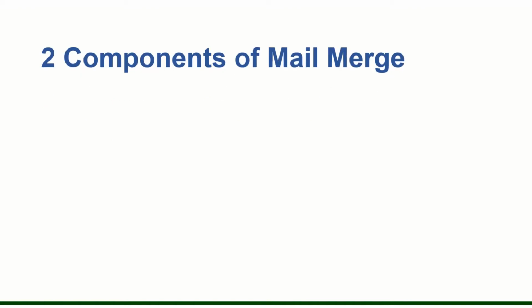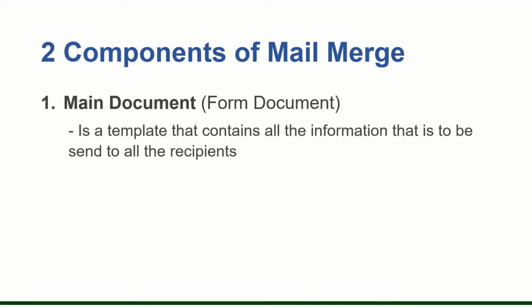There are two components of mail merge. First is the main document, also called the form document. The main document is a template that contains all the information that is to be sent to all the recipients. It contains the body of the message you want to send. Technically, it is a template that contains the repeating content of a document file to be sent to many recipients.